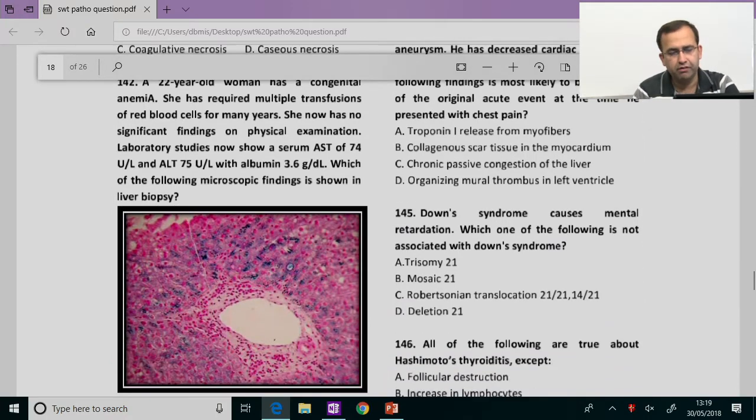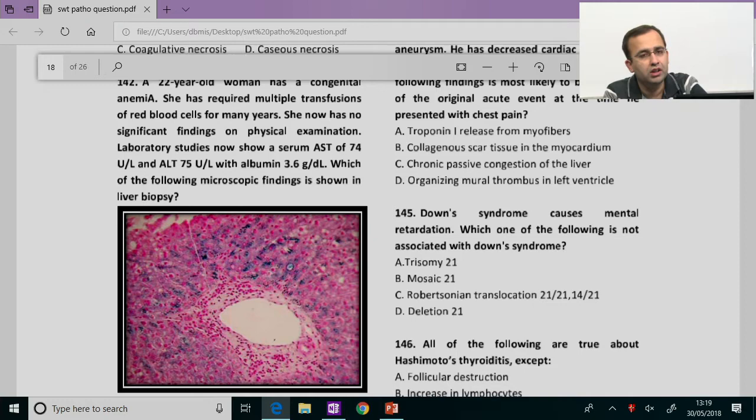Question 145. Down syndrome causes mental retardation. Fair enough, it is the most common genetic cause of mental retardation, Downs. Which of the following is not associated with Downs? Downs is trisomy 21. Fair enough. Mosaic 21. Agreed. Some cells may have trisomy 21, some may not. Robertsonian translocation 21;21 or 14;21. Fair enough. Deletion 21, that is absolutely not there.